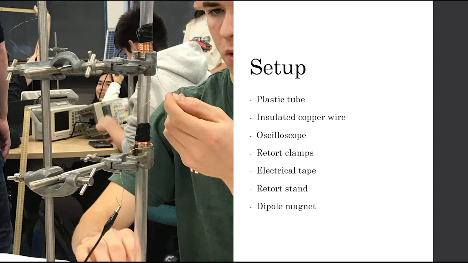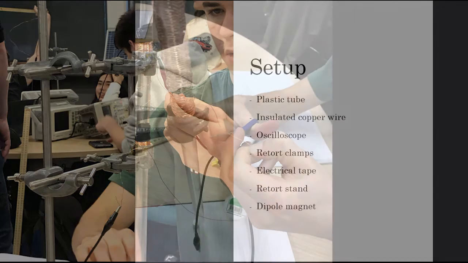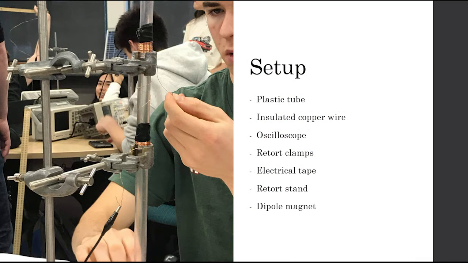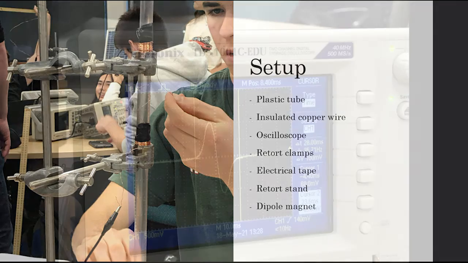Next, the solenoids are created by wrapping the copper wire around the tube. Wrap such that the copper wires are touching each other, leaving minimal gap without overlap. Start by creating one solenoid. Once the first solenoid is complete, fasten the tube to the retort stand using the retort clamps. When the construction is secured, connect the negative and positive terminals of the oscilloscope to the copper wire at either end of the first solenoid.